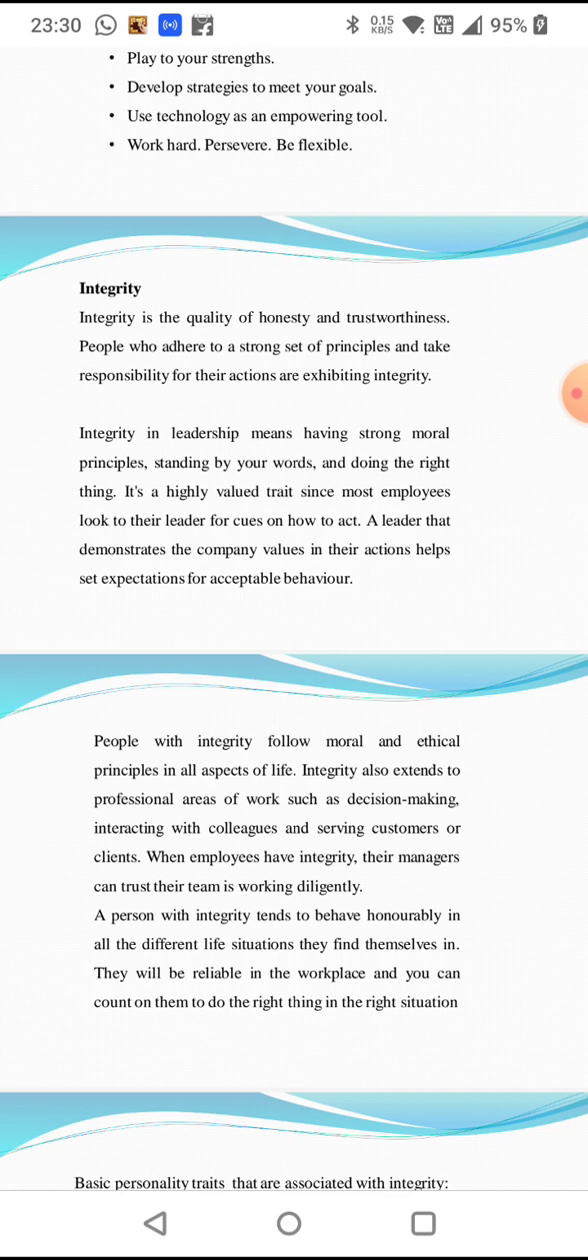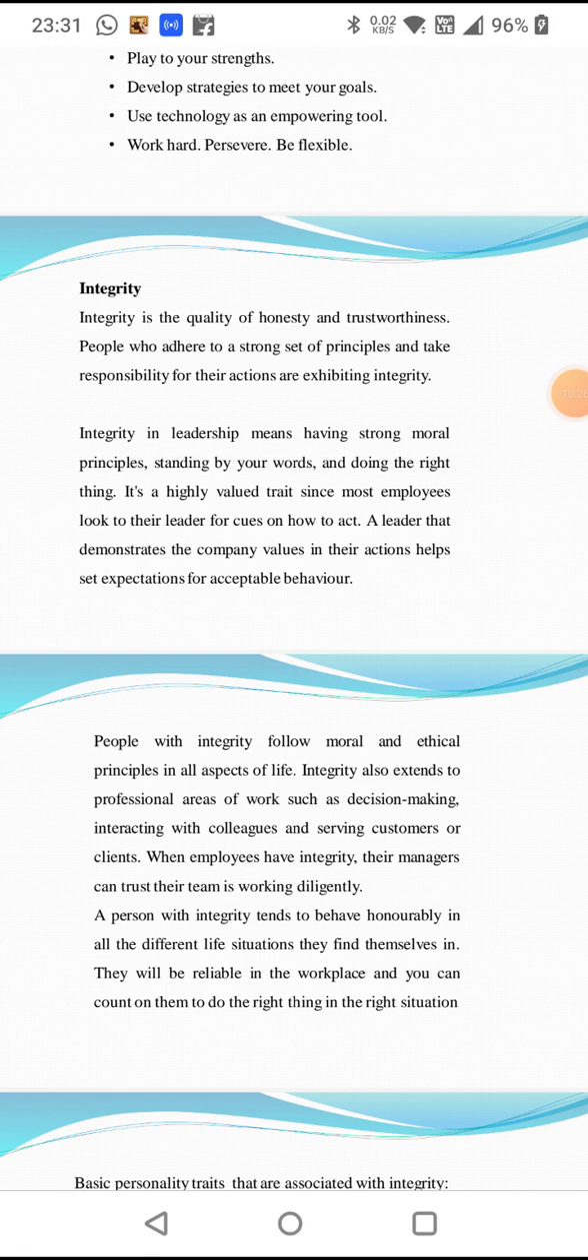It's a highly valued trait since most employees look to their leader for cues on how to act. A leader that demonstrates the company values in their actions helps set expectations for acceptable behaviors. People with integrity follow moral and ethical principles in all aspects of life. Integrity also extends to professional areas of work such as decision making, interacting with colleagues, and serving customers or clients.